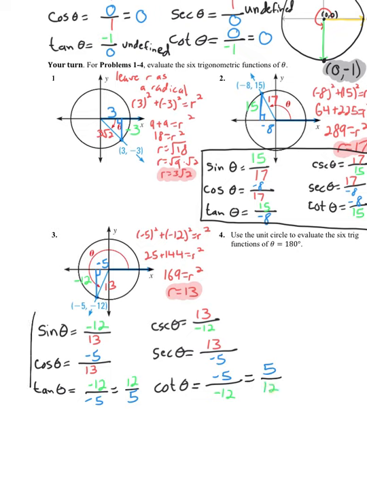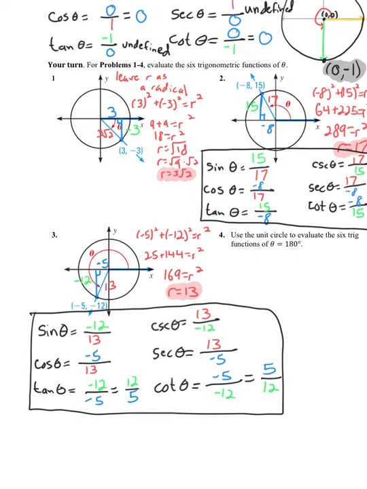And that's what problem 3 should look like. So 5/12 and 12/5 for tangent and cotangent. If you can simplify, please do. That's really important for these types of problems.